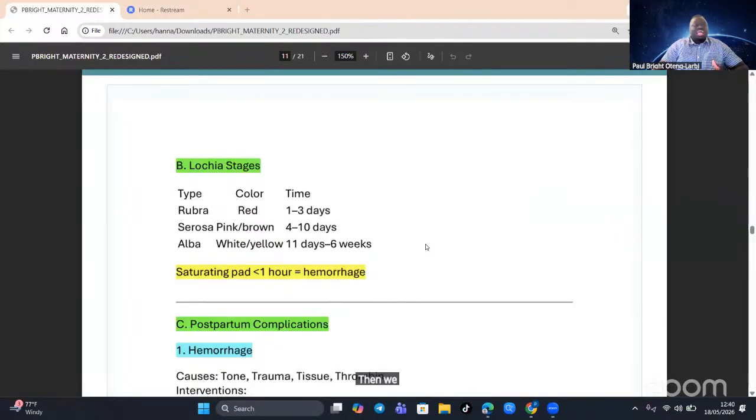Then we have the lochia. Yes, the blood. Remember, inside the blood, I have 10 minutes to stop lecturing. We continue tomorrow.